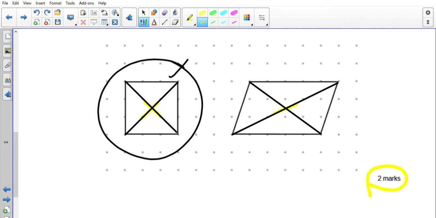If I look at my angles here, again, a bit like the one above it, I can see that I'm going to have 2 acute, 2 obtuse. So that one gets no tick.